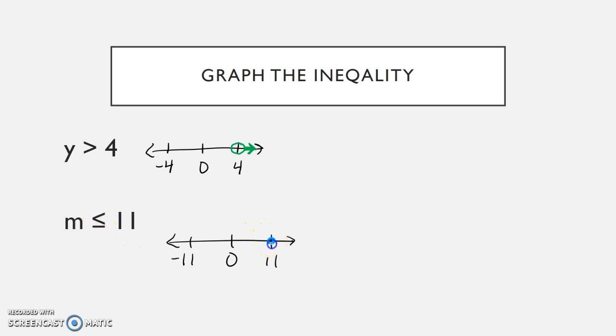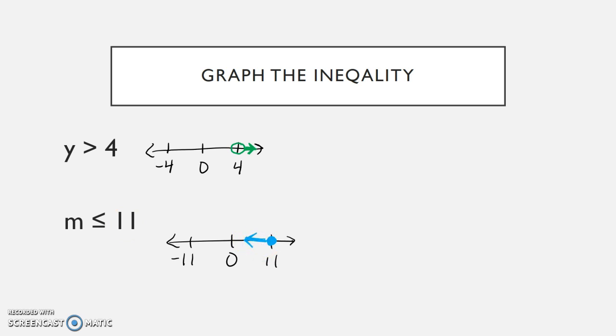So because 11 is a possible solution, we actually put a closed circle when we're graphing on this number line. And then we need other numbers that are less than 11. So smaller than 11, we are going to shade to the left.